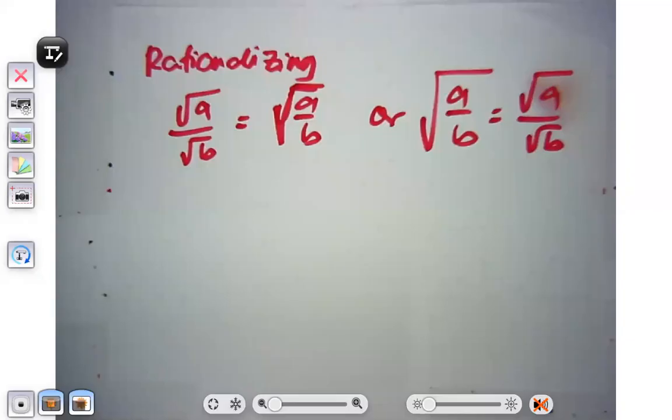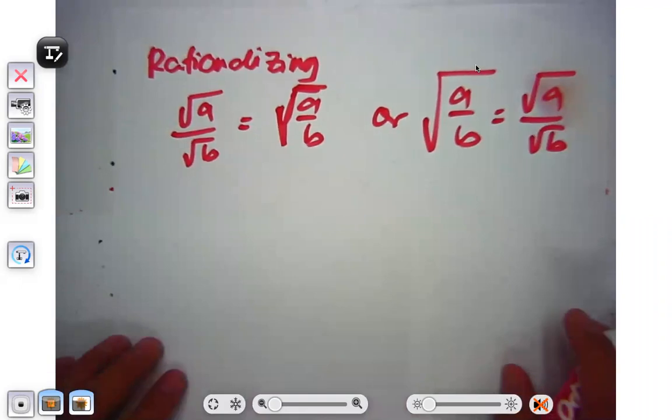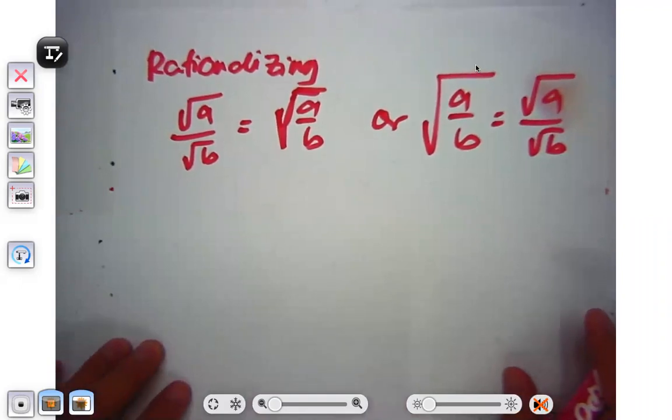Here's another property of radicals. The square root of a over the square root of b is the same as the square root of a over b, or the square root of a over b is equal to the square root of a divided by the square root of b, vice versa. Okay? So we'll be using this concept in rationalizing denominators.